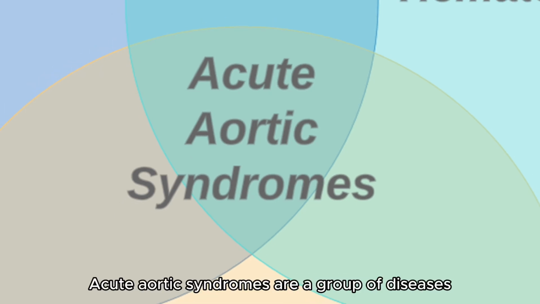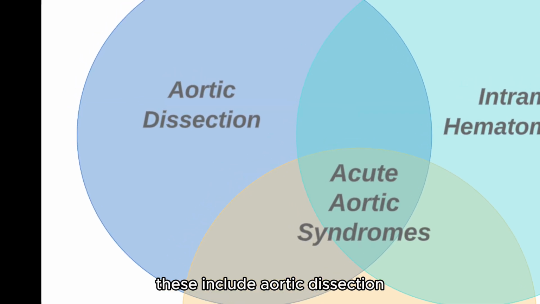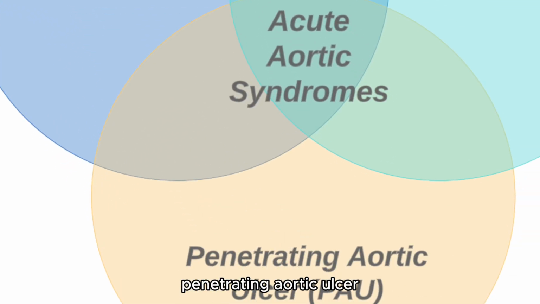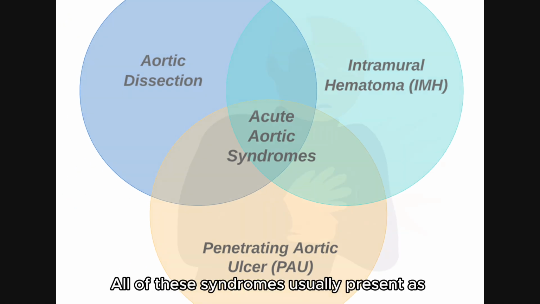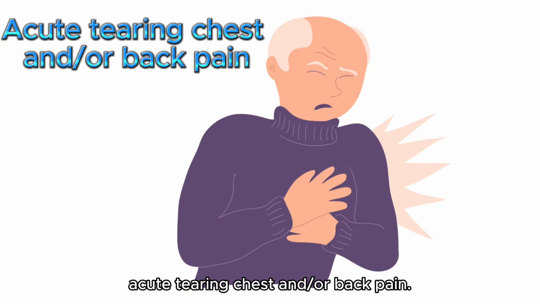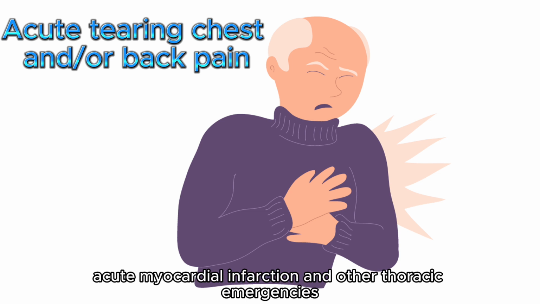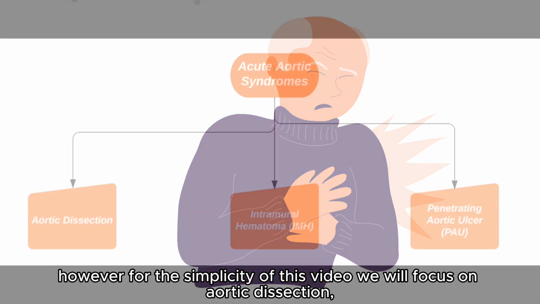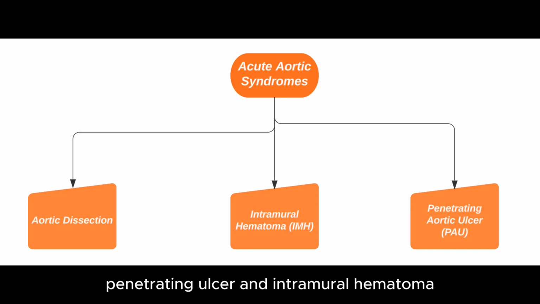Acute aortic syndromes are a group of diseases that have many overlapping features. These include aortic dissection, penetrating aortic ulcer, and intramural hematoma. All of these syndromes usually present as acute tearing chest and/or back pain. Patients can present in a similar fashion with pulmonary embolism, acute myocardial infarction, and other thoracic emergencies. However, for the simplicity of this video, we will focus on aortic dissection, penetrating ulcer, and intramural hematoma.